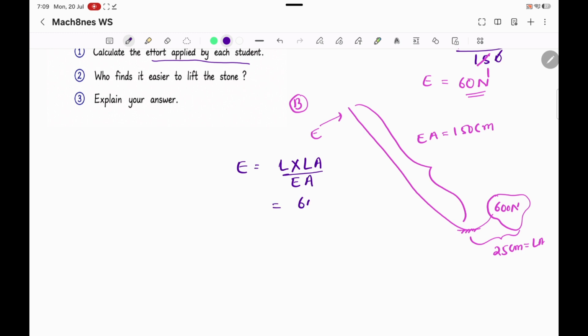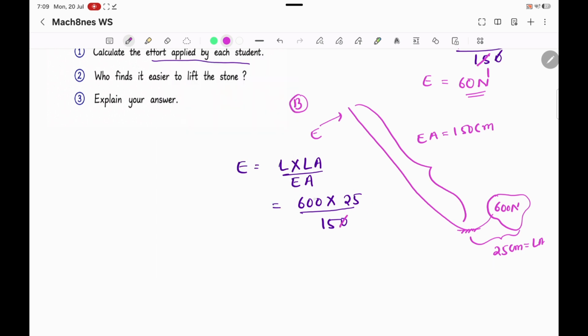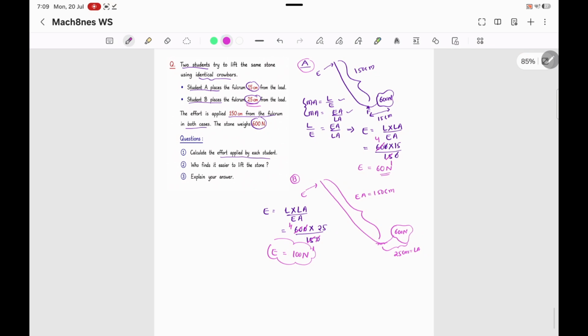So load is how much? 600, load arm is 25, and effort arm is how much more here? 150 centimeters. So let us cancel here. The zeros cancel. 15 ones, 15 fours. 4 into 25 is how much? 100 newtons. Now you can think, student A needs to apply how much force here? Student A needs to apply 60 newtons, whereas student B needs to apply an effort of 100 newtons.